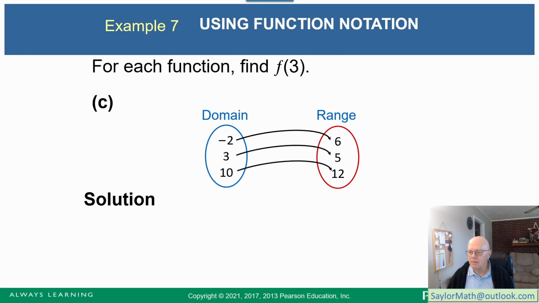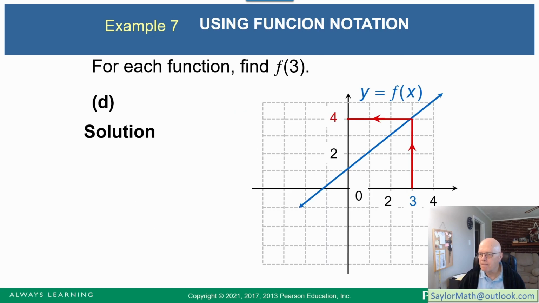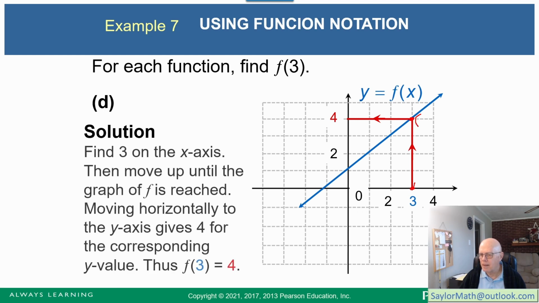F of 3, again. Where's the x value? There. Where does the arrow take us? To a 5. So f of 3 is 5. It's just a different way of doing the same thing. Next, find f of 3 here. All we need to do is go over to the x value of 3, which is here, and then go either up or down to where the actual graph is. And there's your point. At 3, 4. 3 from here, 4 from the graph.